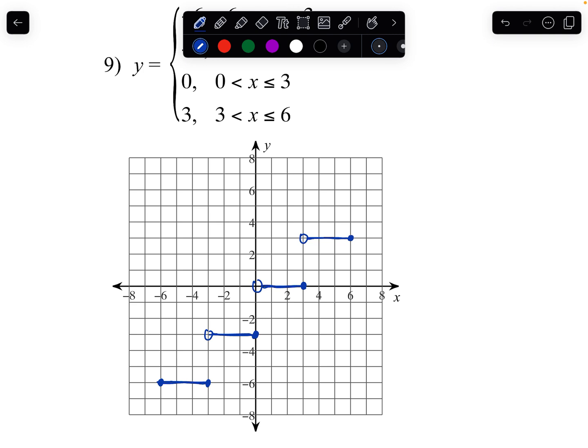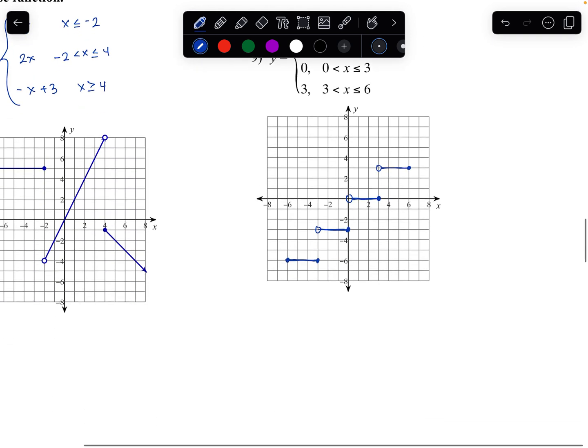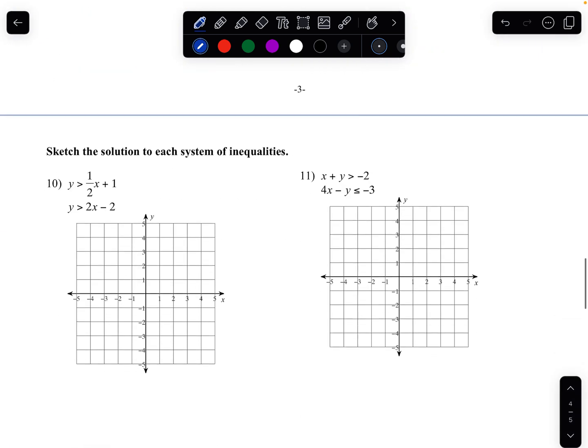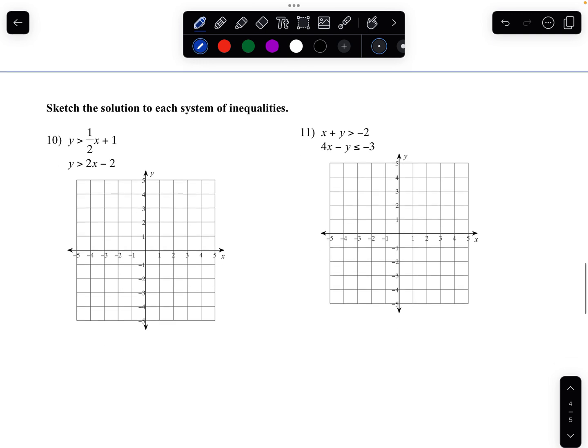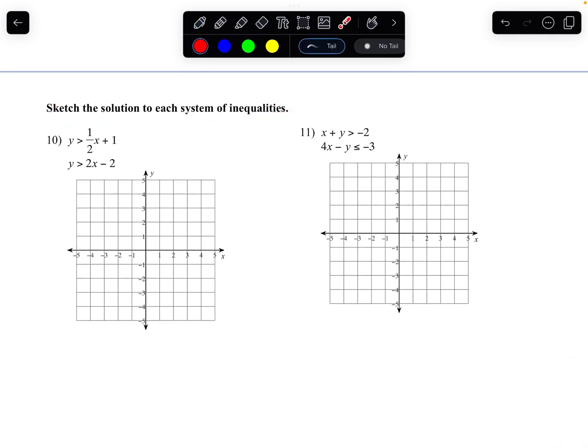Okay, there you go. That's it. That's the piecewise function graphed right there. It's a step function. Okay, moving on. Sketch the solution to each system of inequalities.